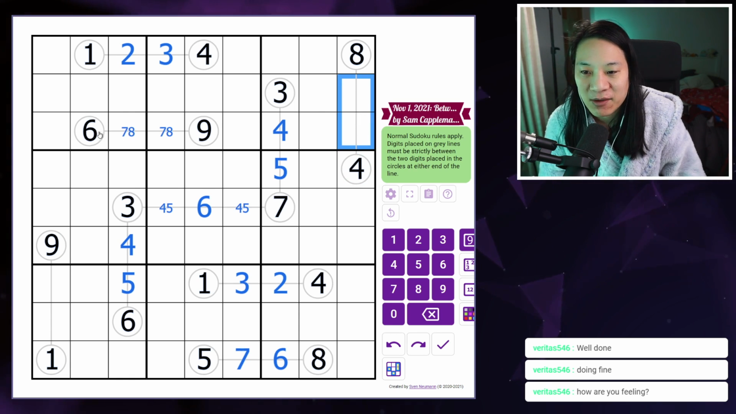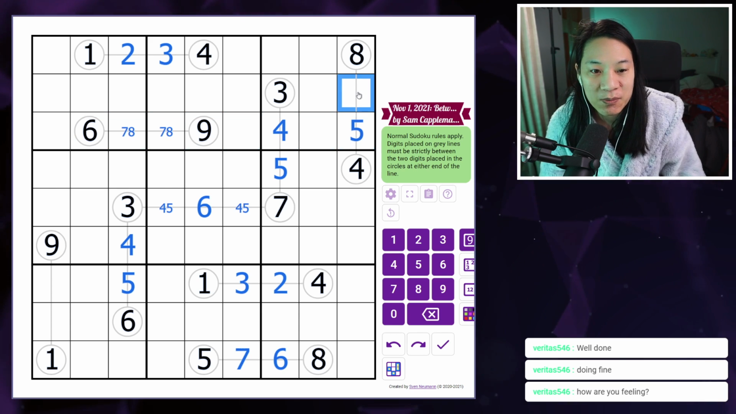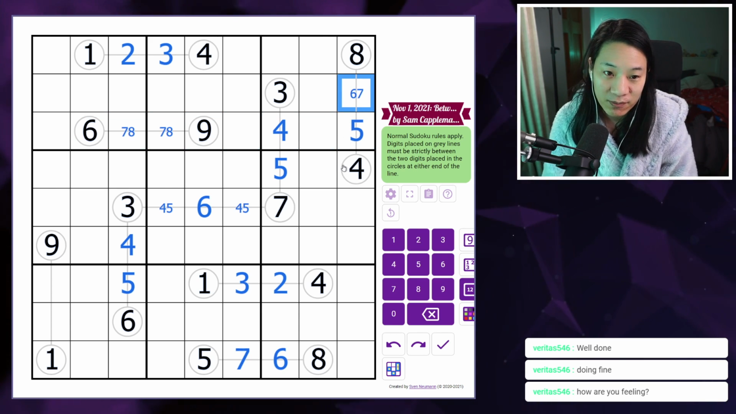I think this has to be a 5 because 5. Yeah, this is 5, 6, and 7. I've got 6 and 7 there, so this must be a 5. So this is 6 or 7.